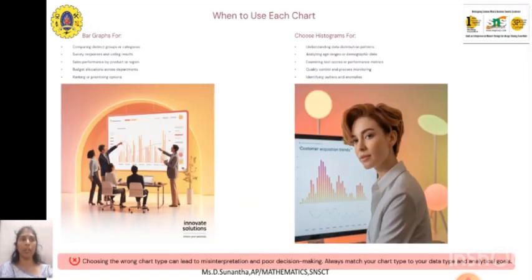Next is when to use each chart. A bar graph is used for comparing distinct groups or categories, survey responses and voting results, sales performance by product or region, budget allocation across departments, and ranking or prioritizing options. Next, when to use histograms: understanding data distribution patterns, analyzing age ranges or demographic data, examining test scores or performance metrics, quality control and process monitoring, identifying outliers and anomalies.